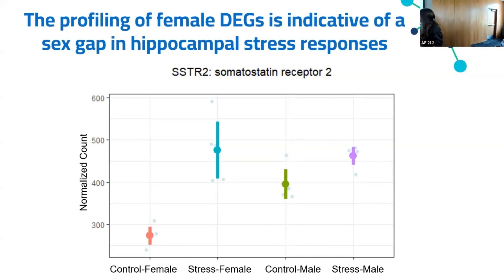And this SSTR2, somatostatin receptor 2, is a gene involved in neuroendocrine function and is involved in the central nervous system as well. Some studies showed that when this gene was depleted, there were increased chronic stress-induced deficits, which was possibly telling us that it was so highly upregulated because the females were trying to counteract that negative response. The upregulation was some sort of protective effect from the negative stress responses.